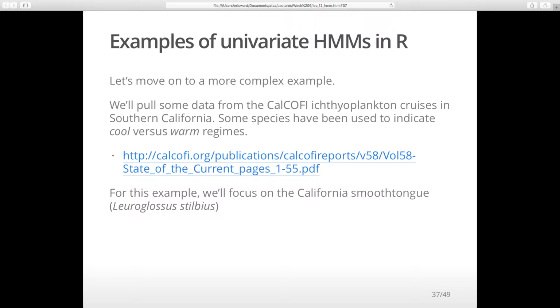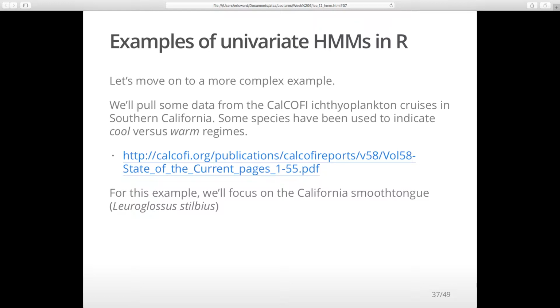Okay, so let's move on to a slightly more complicated example here. I wanted to start again with some real data. This is data pulled from the CalCOFI ichthyoplankton cruises in Southern California. It represents some data that I've been working on with Mary Hunziker and other collaborators.